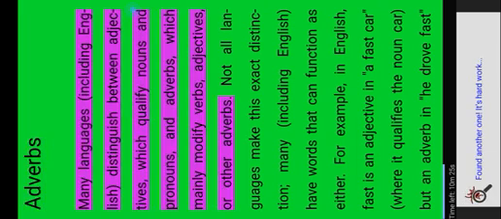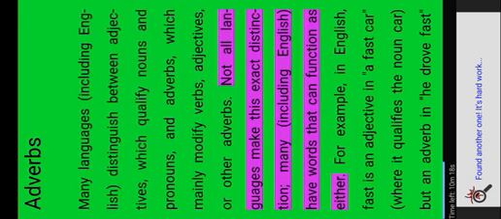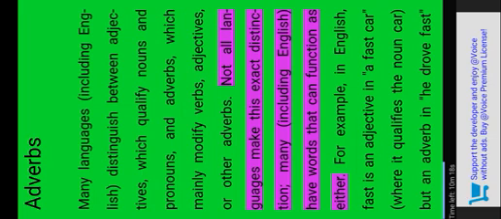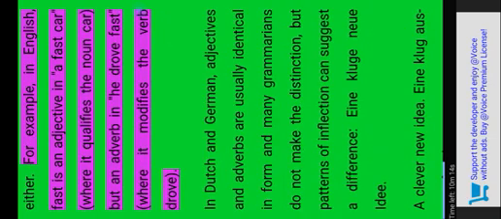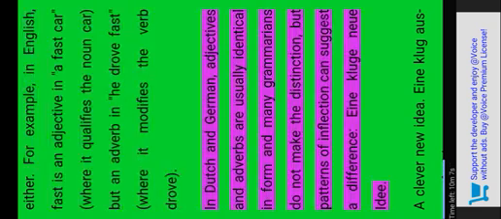Adverbs. Many languages, including English, distinguish between adjectives, which qualify nouns and pronouns, and adverbs, which mainly modify verbs, adjectives, or other adverbs. Not all languages make this exact distinction. Many, including English, have words that can function as either. For example, in English, "fast" is an adjective in "a fast car," where it qualifies the noun "car," but an adverb in "he drove fast," where it modifies the verb "drove."